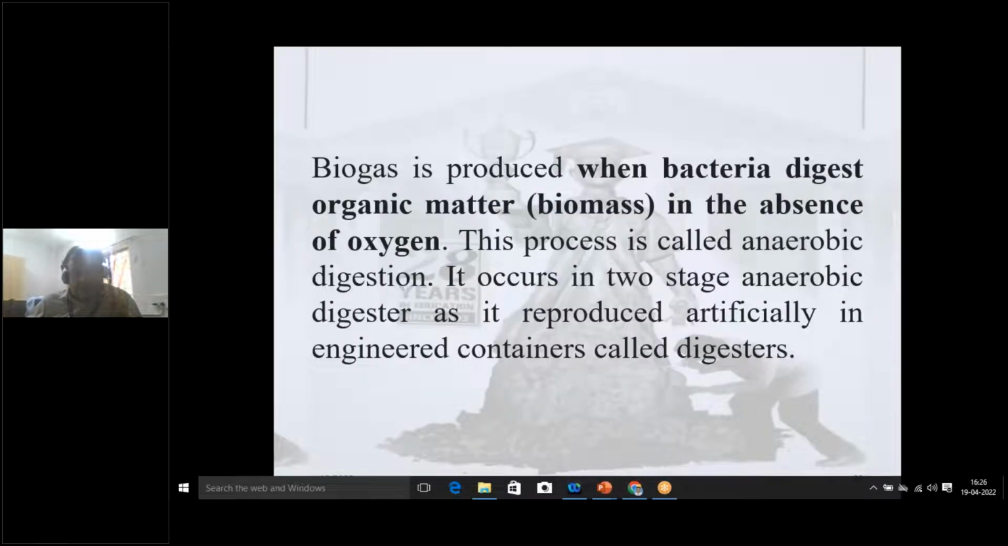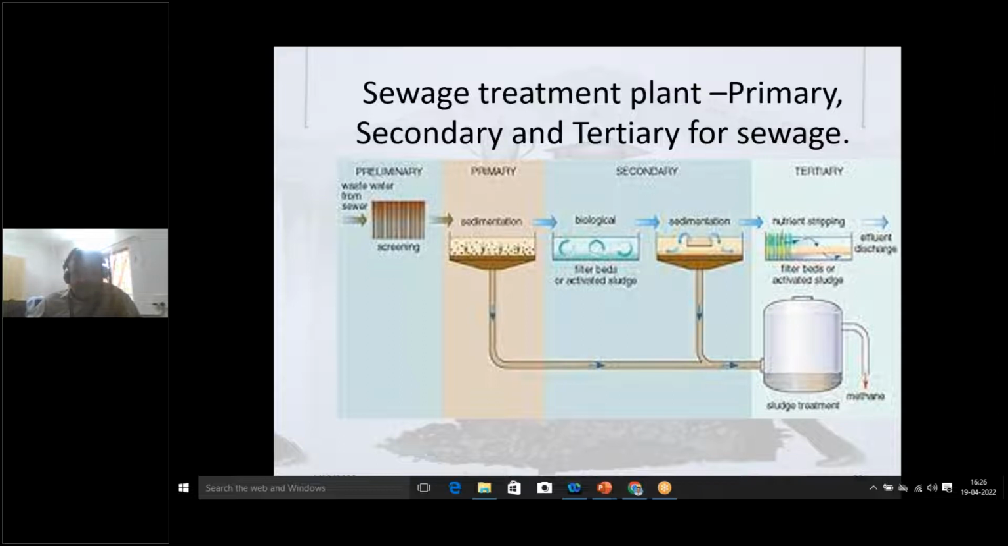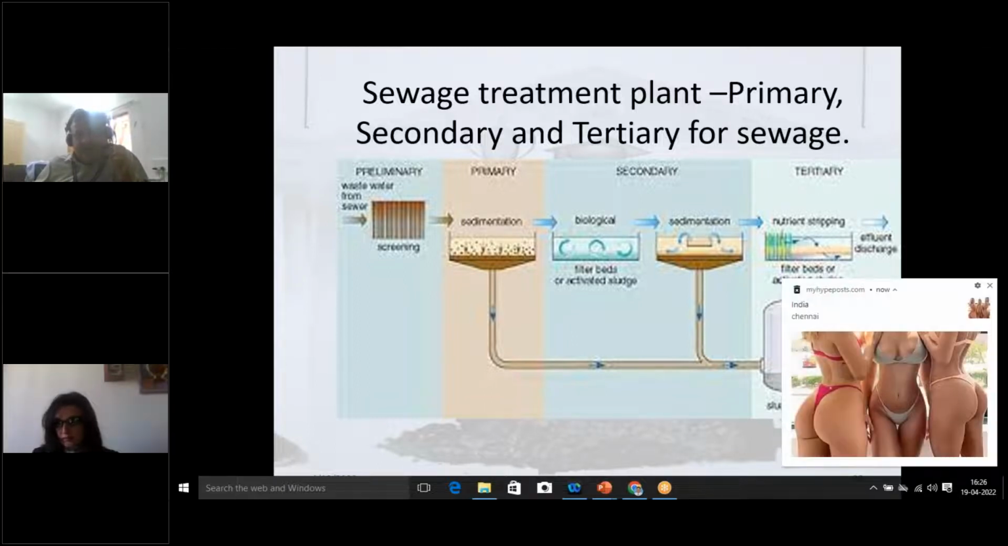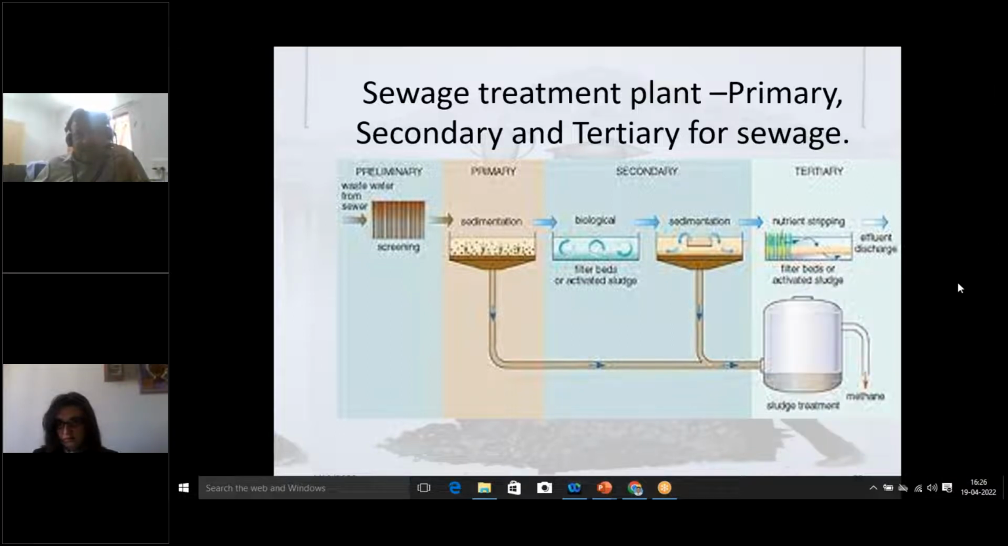Biogas is produced when bacteria break down organic matter in the absence of oxygen. This process is called anaerobic digestion. It occurs in a two-stage anaerobic digester, as it is reproduced artificially in engineered containers called digesters. And the sewage treatment plant has been redesigned: primary, secondary, and tertiary. Primary for the removal of suspended solids, secondary for the removal of BOD, and tertiary is meant for the nitrogen and phosphorus removal.